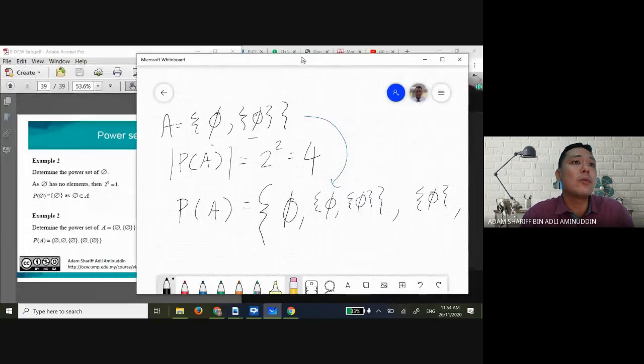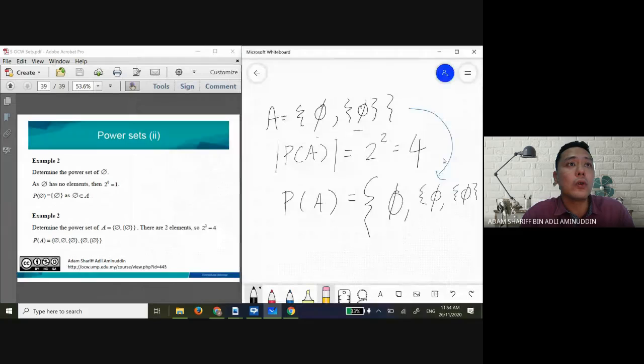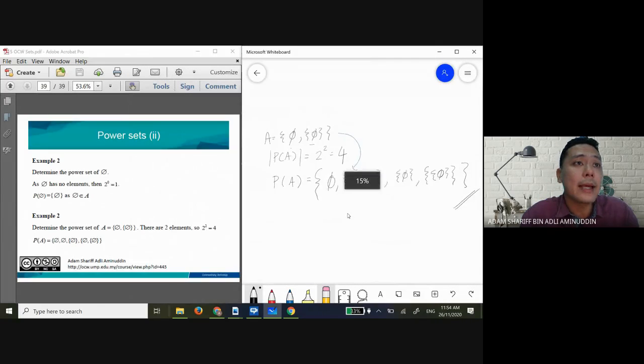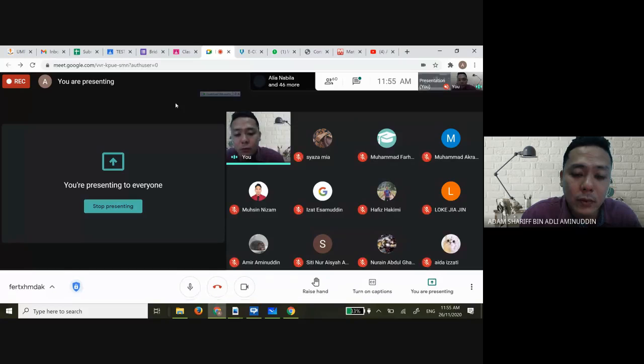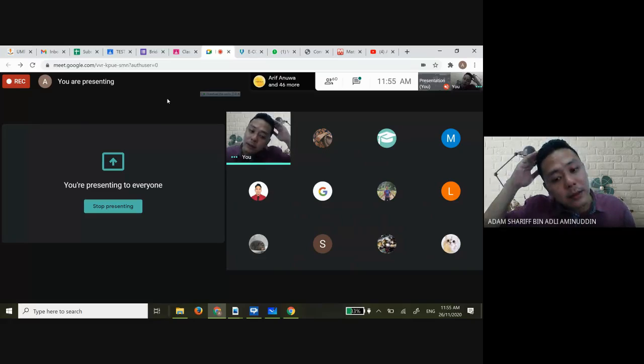Hari ni kita belajar 2 benda yang agak major, which is Cartesian and also the power set. Okay, hari Selasa kita akan buat lagi soalan. Saya ada buat tutorial dulu, tapi tak sempat habis. Saya akan check balik dalam kalam tu, saya share balik dalam Google Classroom. As for now, tomorrow you will have your test for linear algebra. So I wish you all good luck.